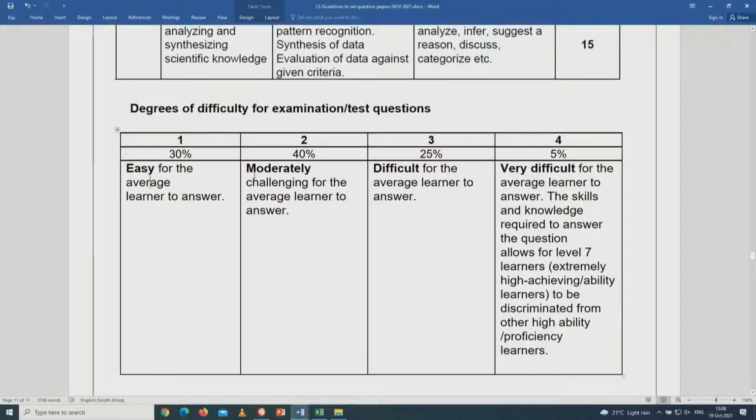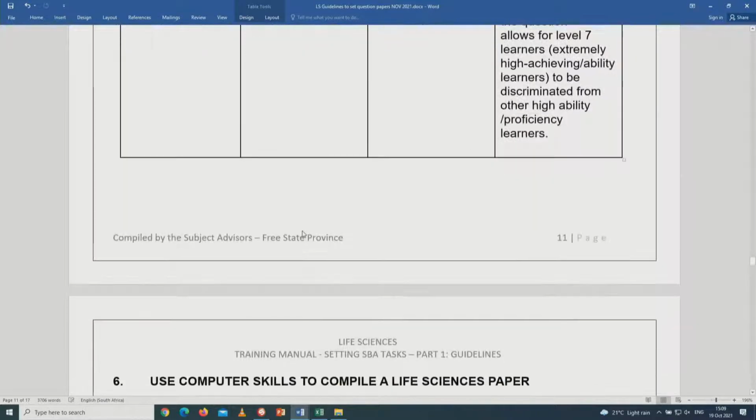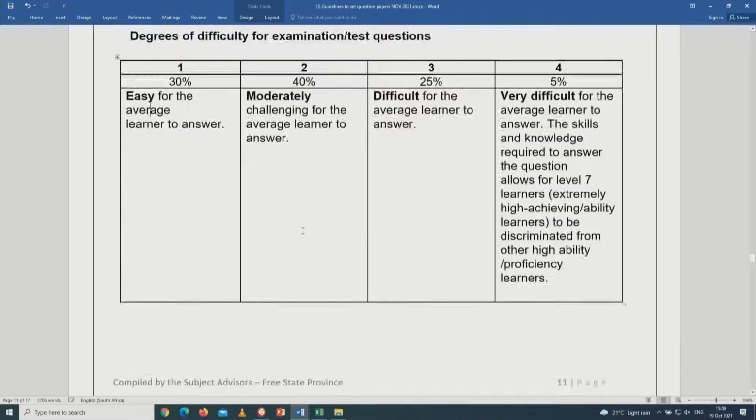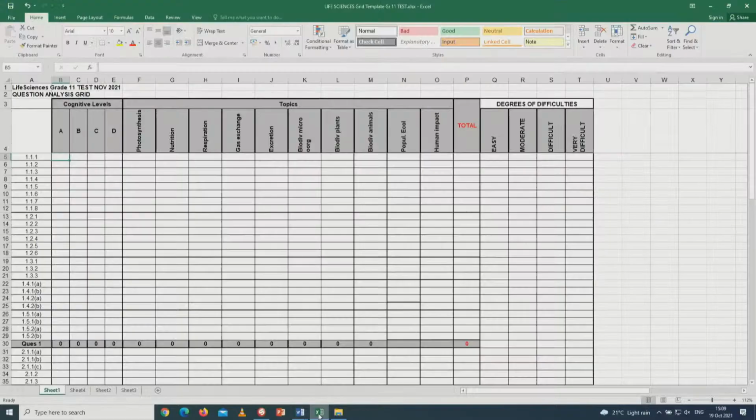Easy, moderately challenging, difficult for the average learner to answer, and very difficult for the average learner to answer. So keep that in mind. I will show you in our grid, our cognitive grid, taxonomy grid. Now, before we come to the computer skills, let me show you such a grid. As I just said, let me show you this enlargement, and then scrolling down.